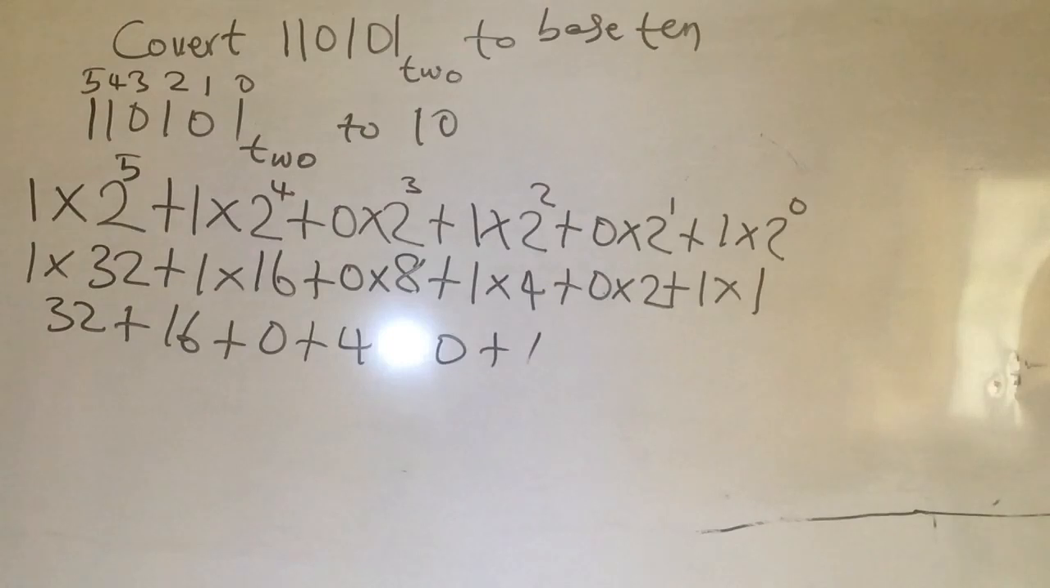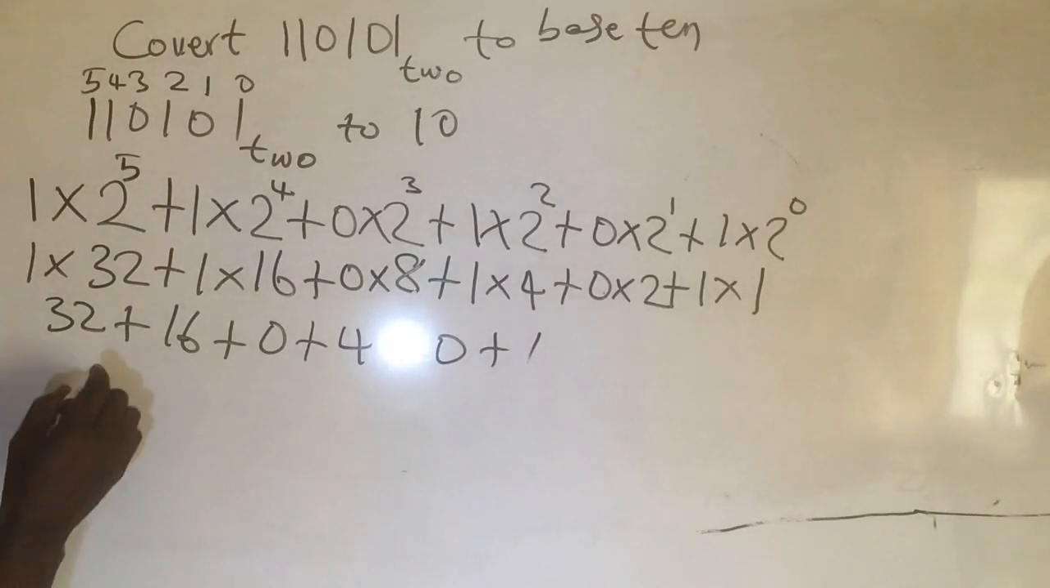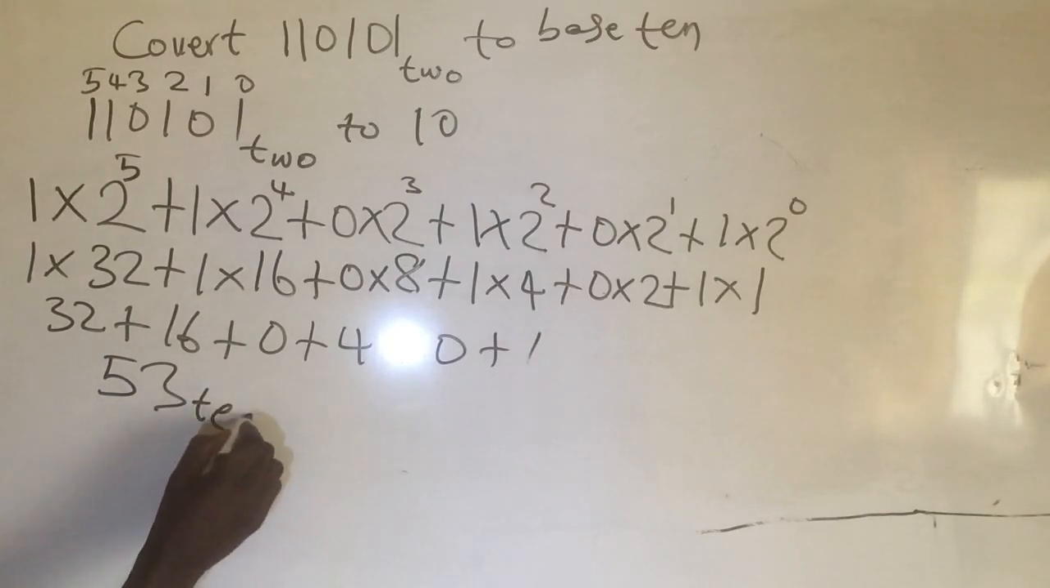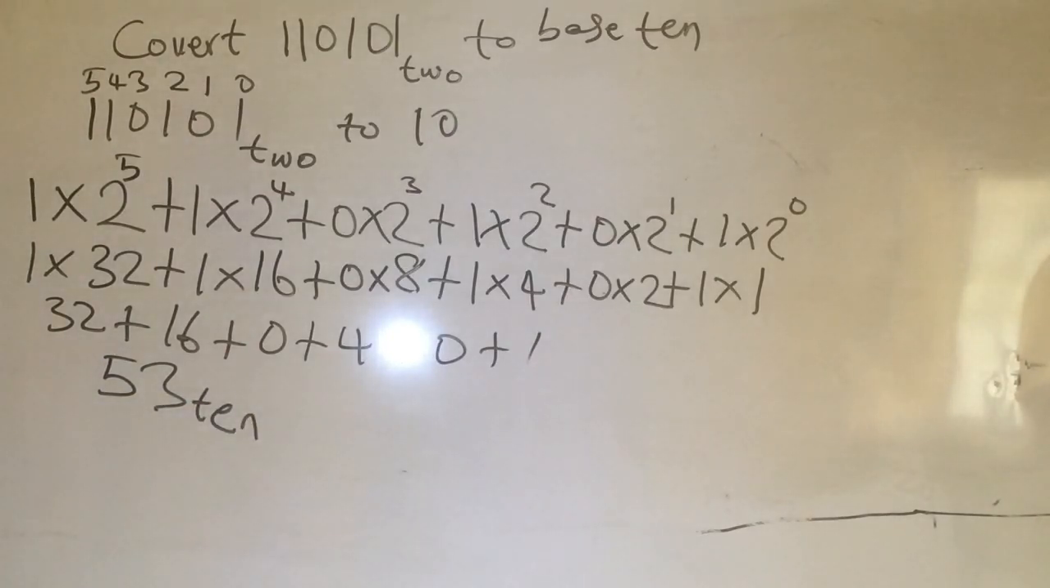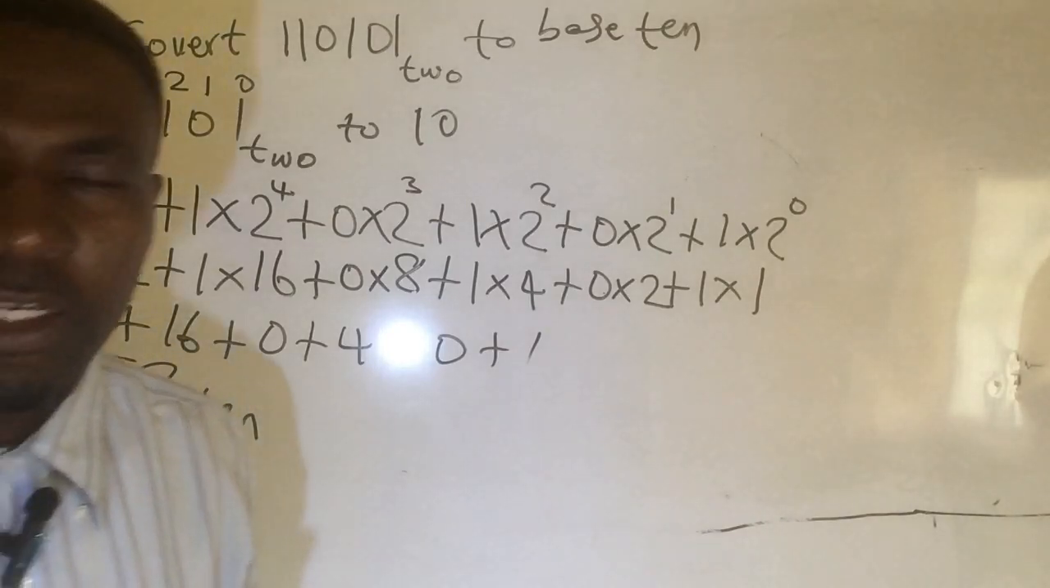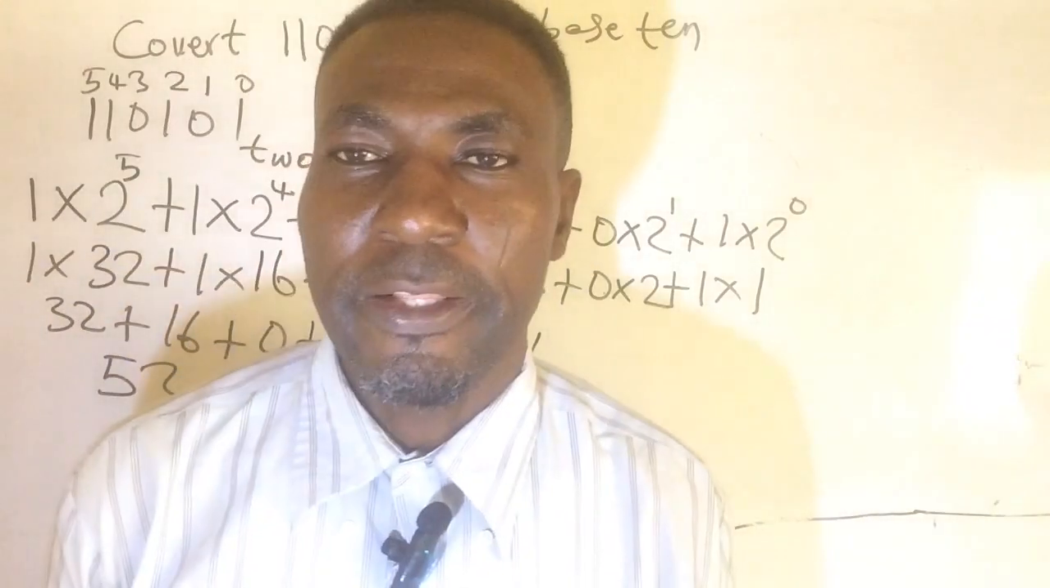Now let us add them. After adding all these things, we now have 53 base 10. So we have finished converting this number to base 10. Please try and follow.